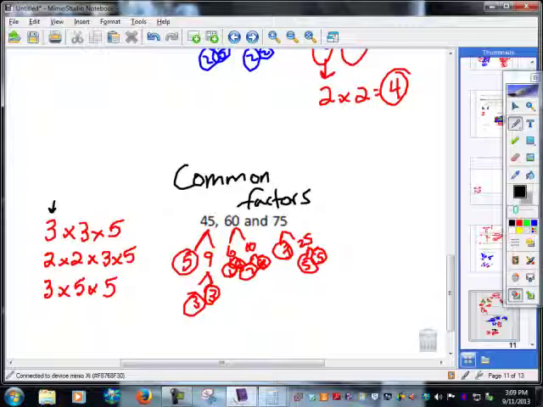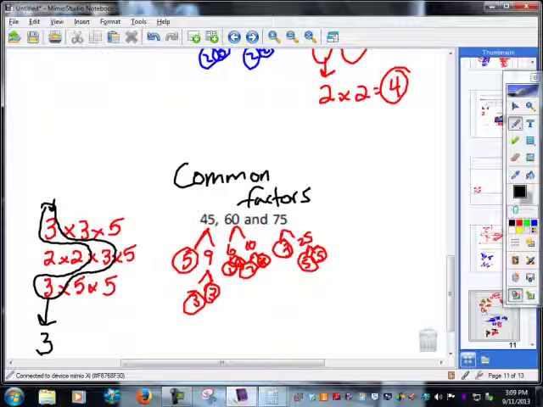Oh, there it is. Okay. Is 3 in the other row somewhere? There you go. My first common factor is 3. Okay, so that means my first common factor they have is 3. Now let's check for another common factor.